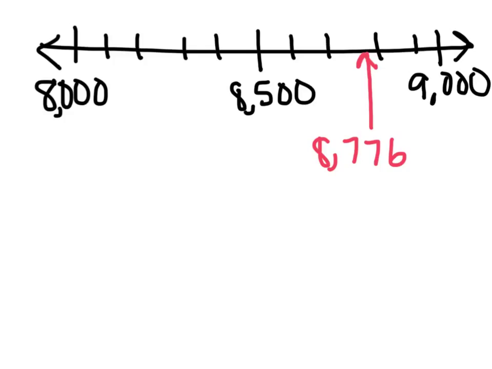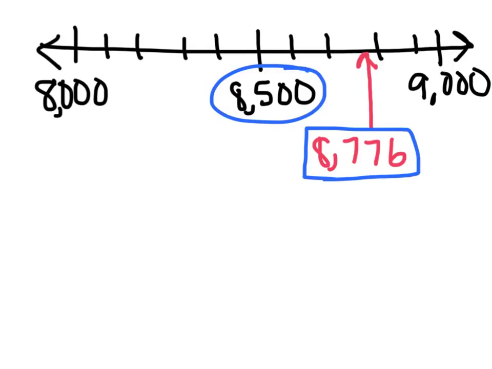Let's try another example using the number line to help us round to the nearest thousand. Our number is 8,776. We can see on our number line that this number lies between 8,000 and 9,000. The number is greater than 8,500, which is our halfway mark. It is to the right of that number. That's how we know it's larger. So 8,776 is closer to 9,000, and thus our rounded answer is 9,000.